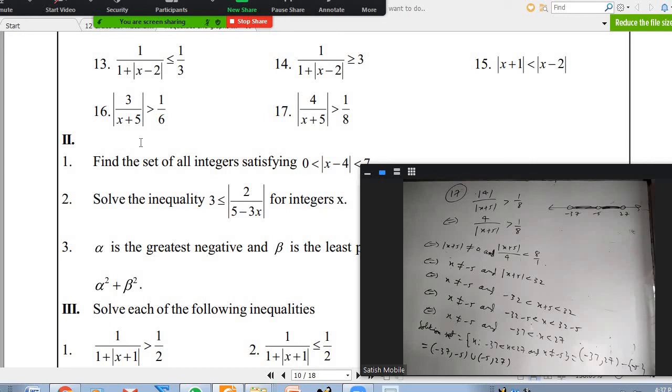Sir, if it had been negative? Whether negative or positive, finally we'll write positive. Let's say mod minus 5. I would have written plus 5 here. Yes, sir.